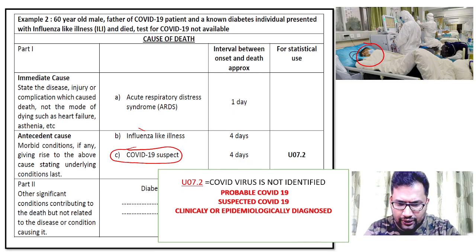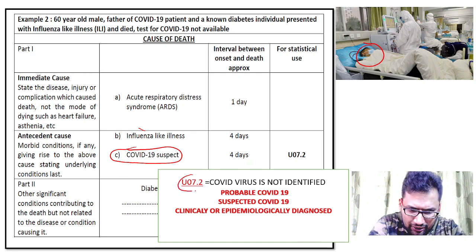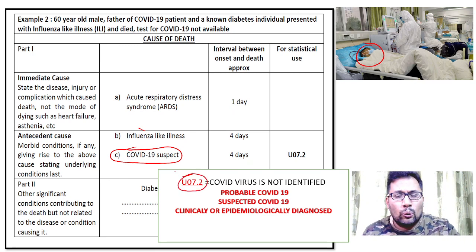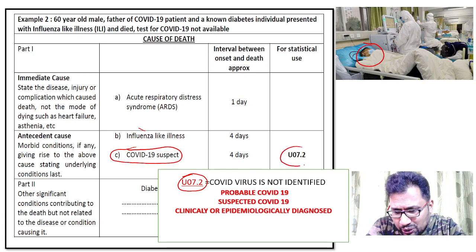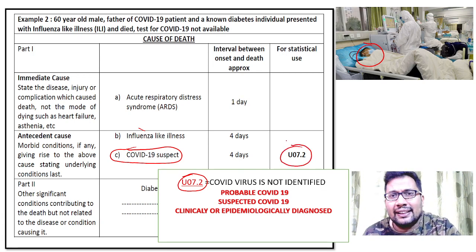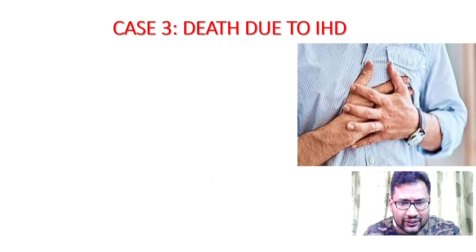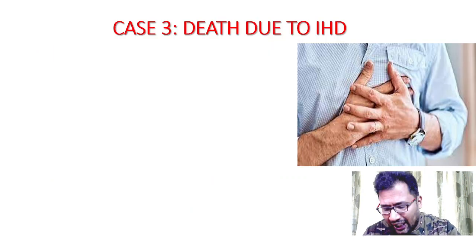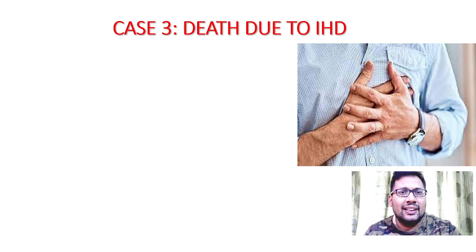Yes, you can see here U07.2. COVID virus is not identified, but there is a probable COVID-19, suspected COVID-19, clinically, epidemiologically diagnosed case of COVID-19. You can mention U07.2. This is the second example. The third example we are going to discuss is death due to IHD, that is ischemic heart disease.